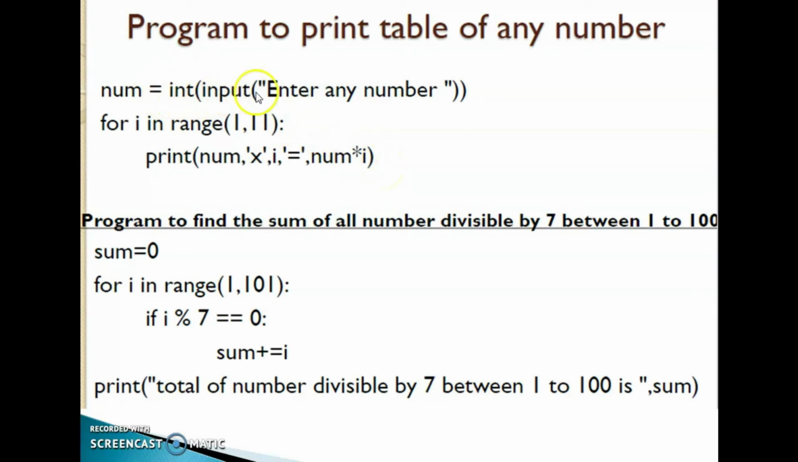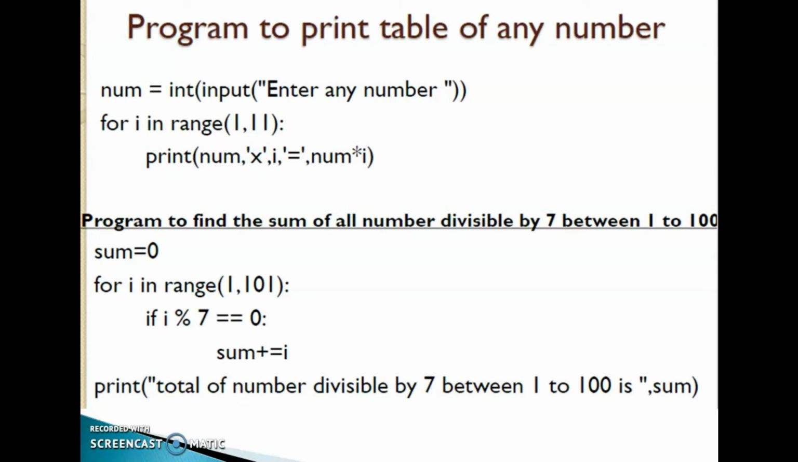Assume num's value is equal to 5. 5 into 1 equal to 5. Next iteration, 5 into 2 equal to 10. Next iteration, 5 into 3 equal to 15, and so on. When will it end? The for loop automatically ends when the last item of the range function or list or tuple is processed.